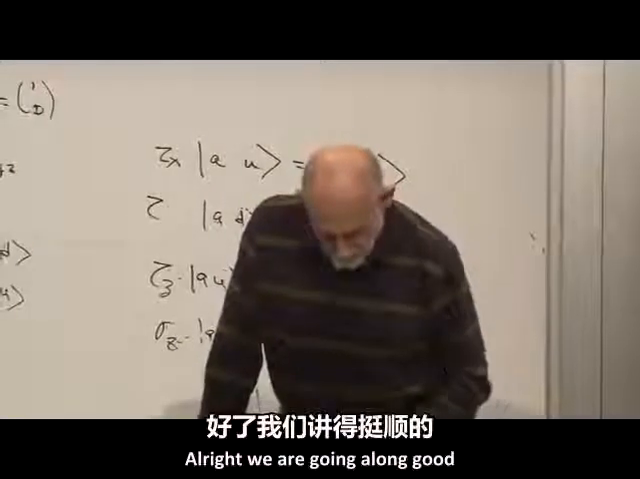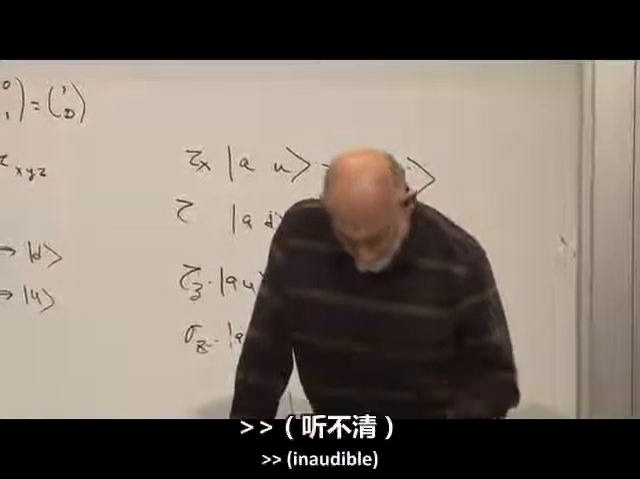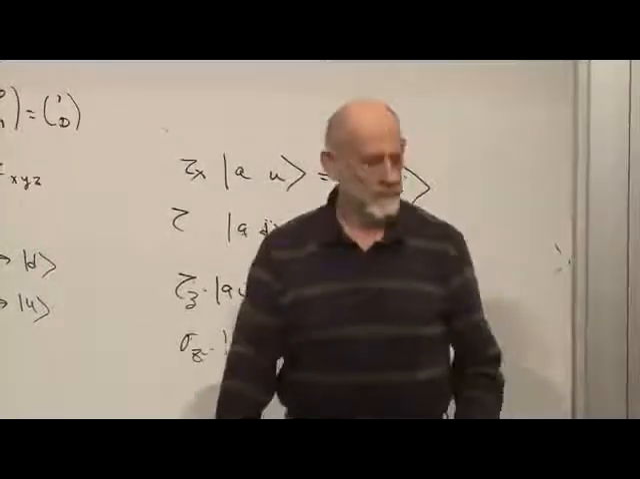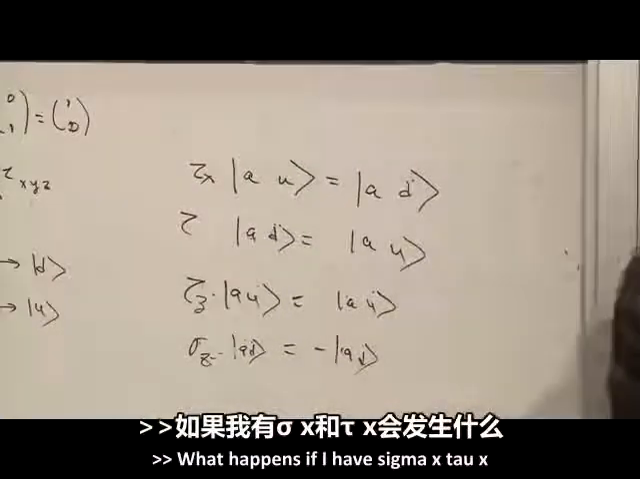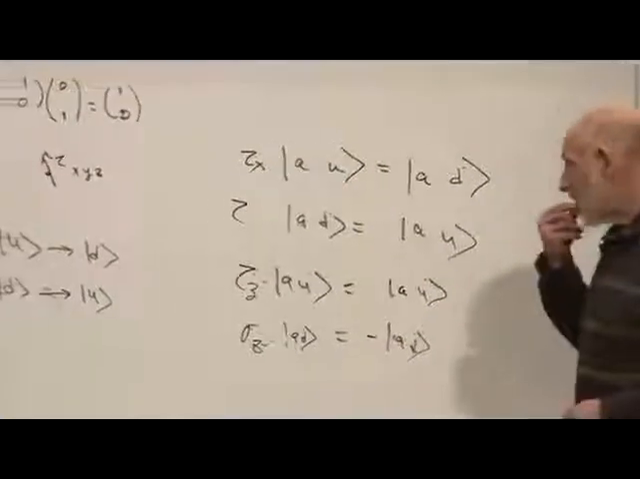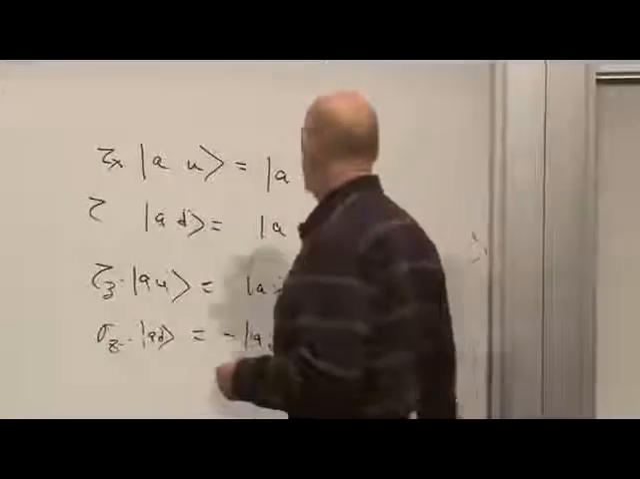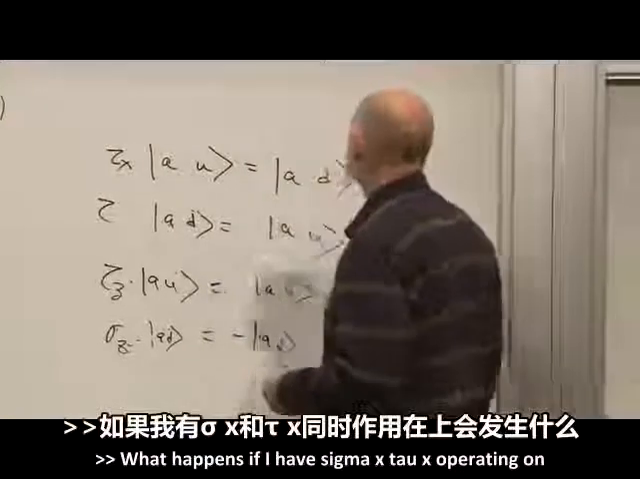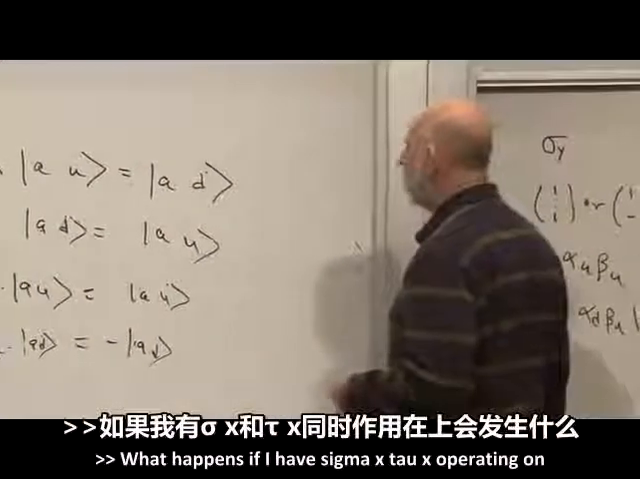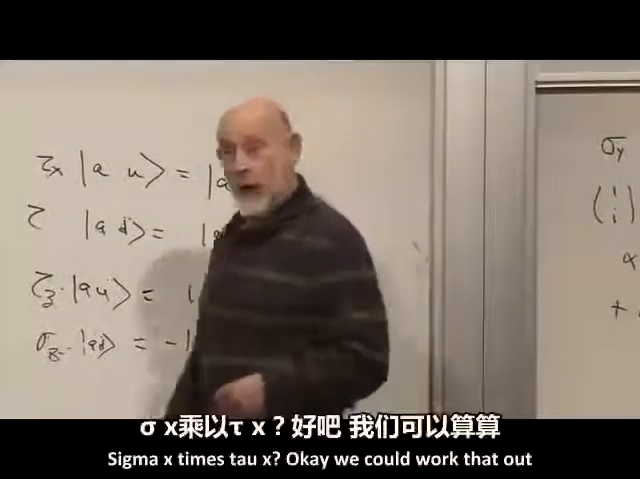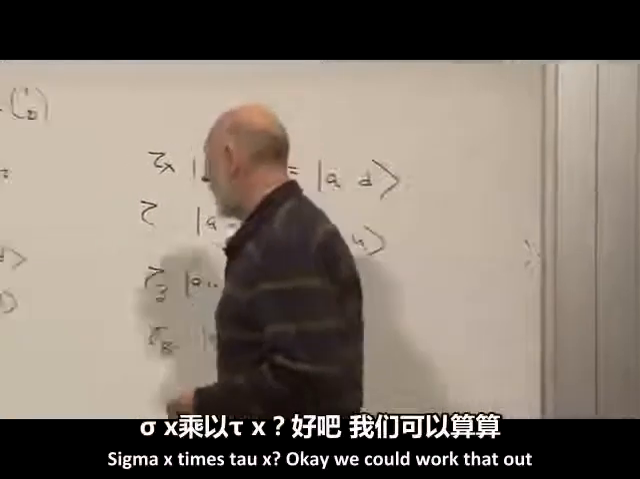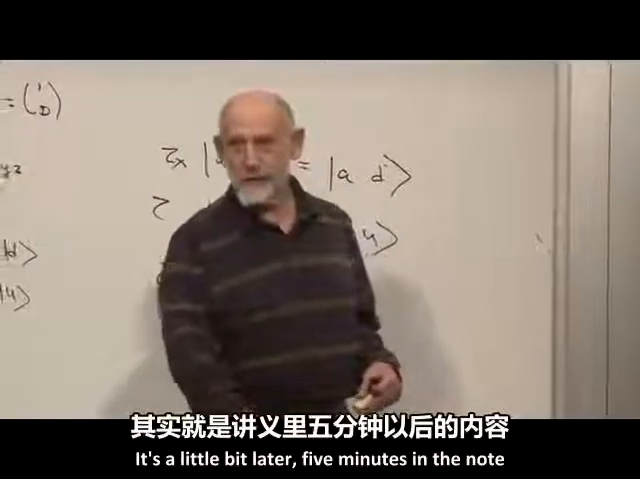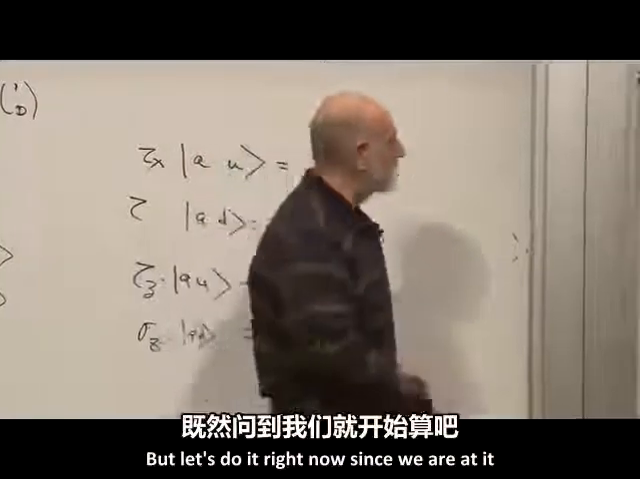All right, we're going along good. So in this product notation that you have, what happens if I have sigma x, tau x operating on up-up? In the first product equation that you had, tau x on up-up gives you up-down. What happens if I had sigma x and tau x operating on up-up? You mean sigma x times tau x? Okay, we could work that out. Let's do it. It's 5 minutes later in the notes, but let's do it right now since we're at it.